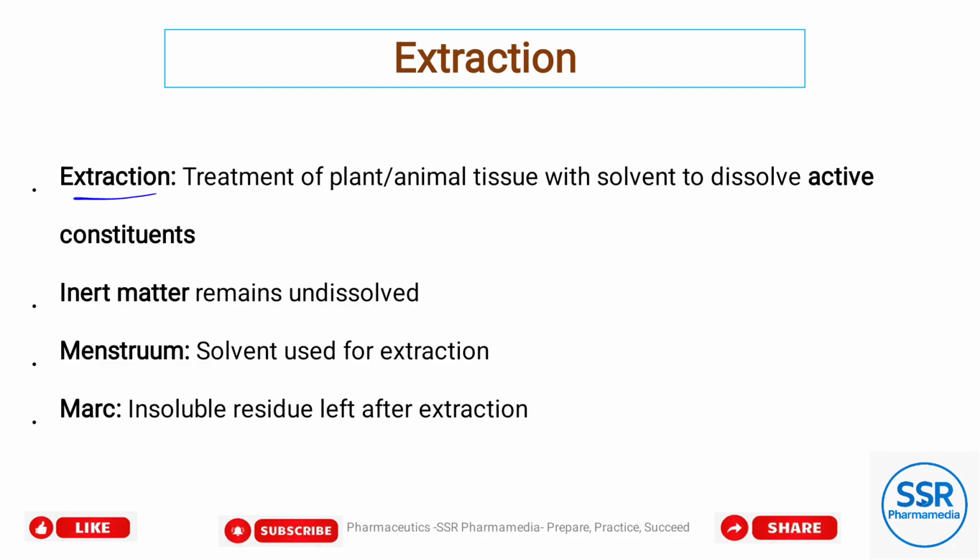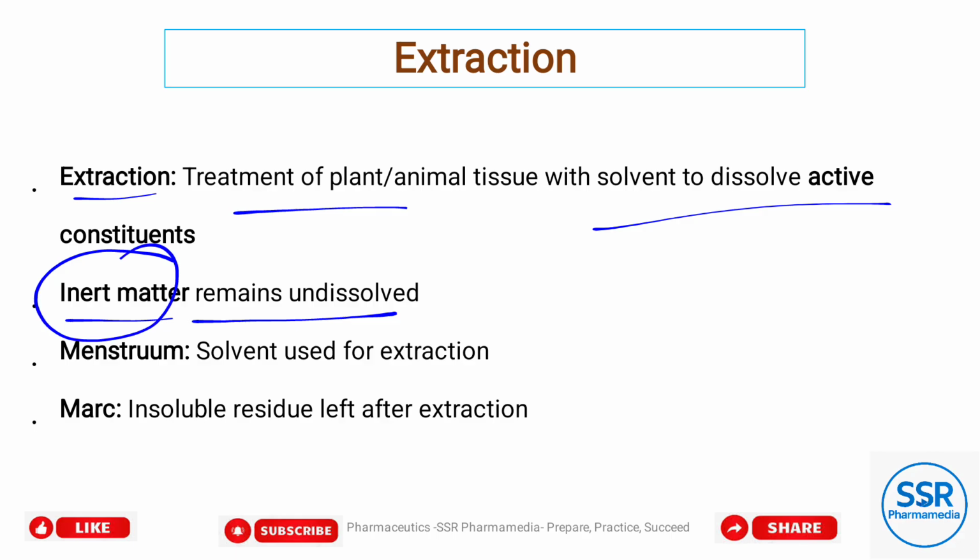So what is extraction? Extraction is the treatment of plant or animal tissues with a solvent to dissolve the active constituents, and the inert matter remains undissolved. The solvent used for extraction is called menstruum. Marc means the insoluble residue left after the extraction.